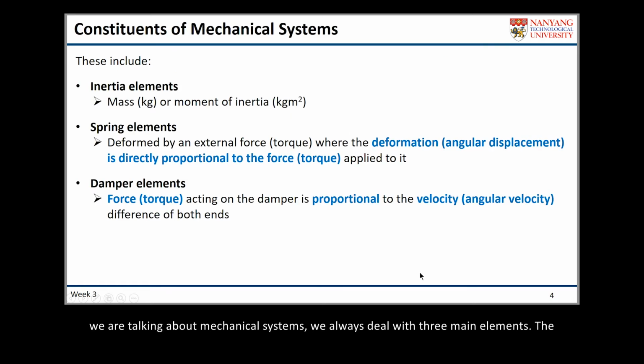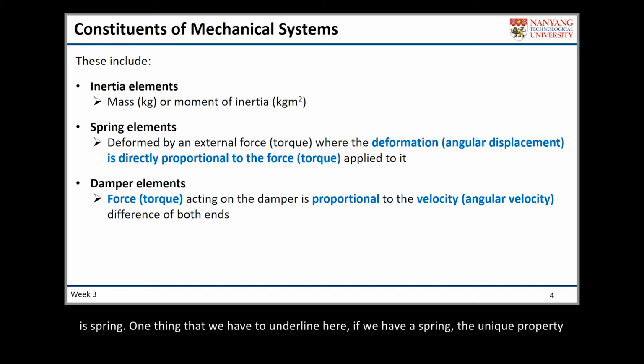Okay, when we are talking about mechanical systems, we always deal with three main elements. The first one is the inertial element. It's a mass if we are dealing with a translational system, and a moment of inertia if you are dealing with a rotational system. The second element is the spring.